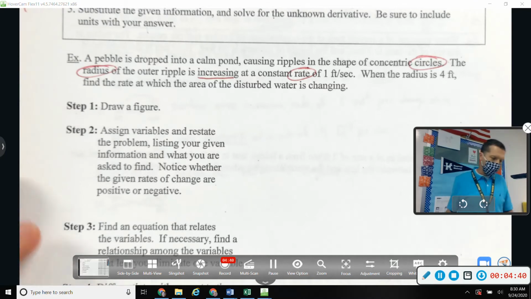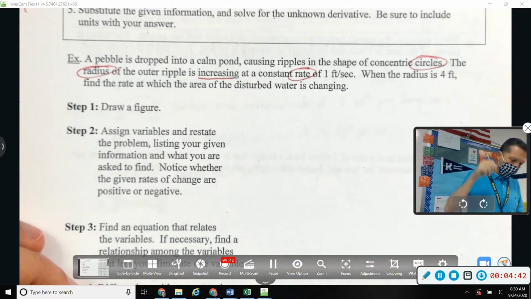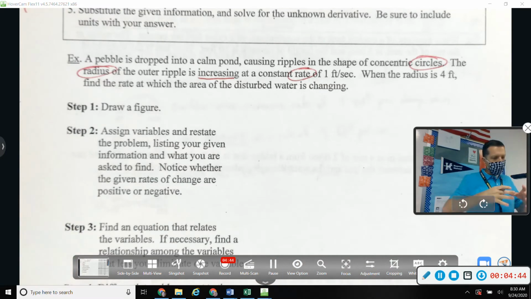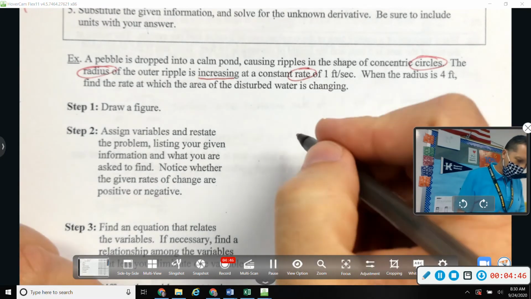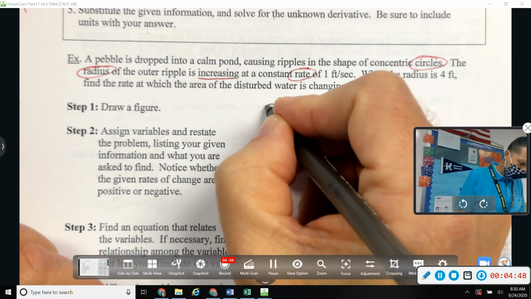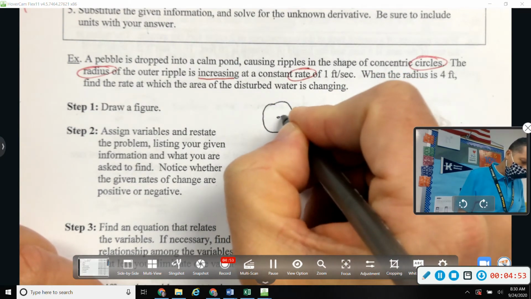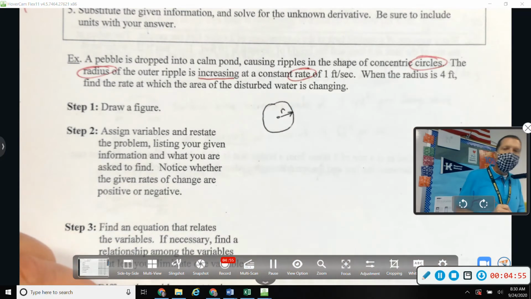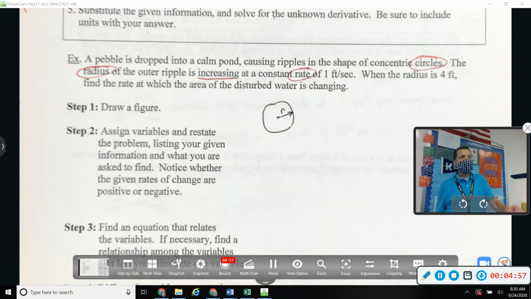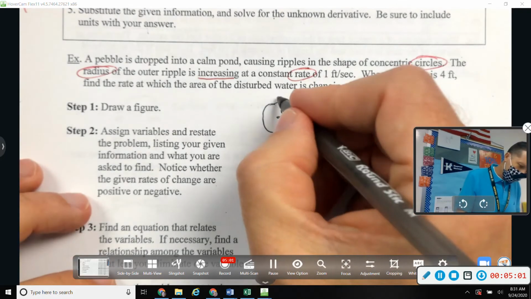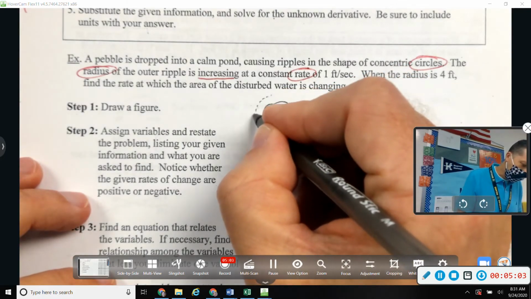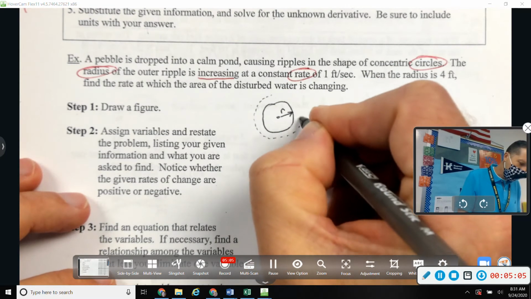Draw a picture. Okay, let's draw a picture first. I think maybe a top-down view of the pond. That way we'll see the circle going out. So there's our concentric circle. There's the radius. We've dropped in, that's not like a fixed pond. That's the concentric circle, the wave that's moving outward.